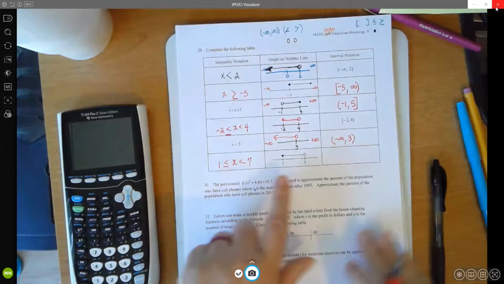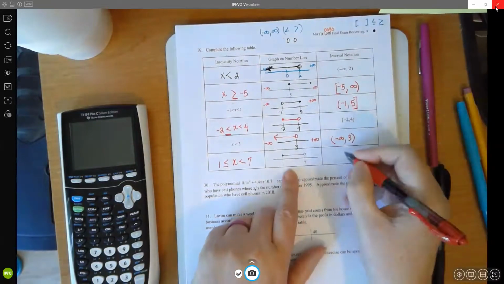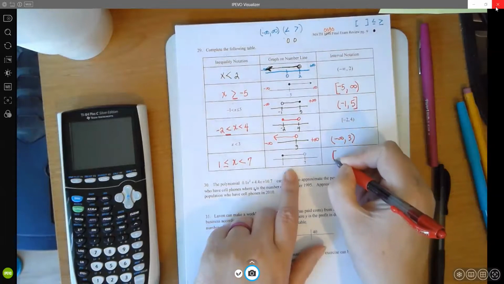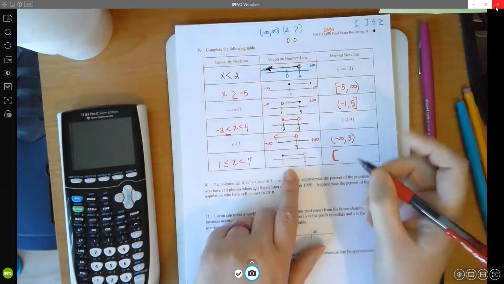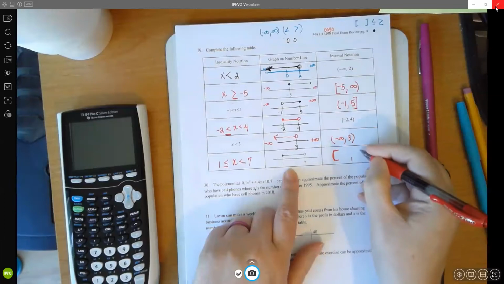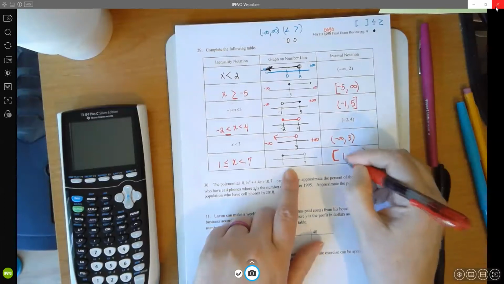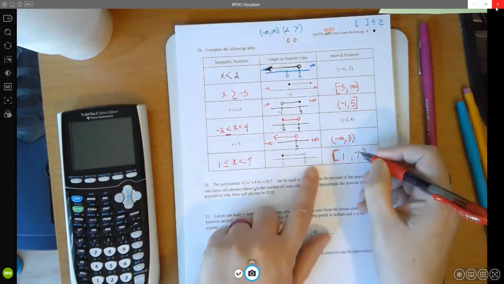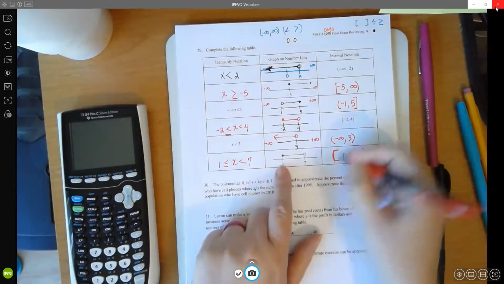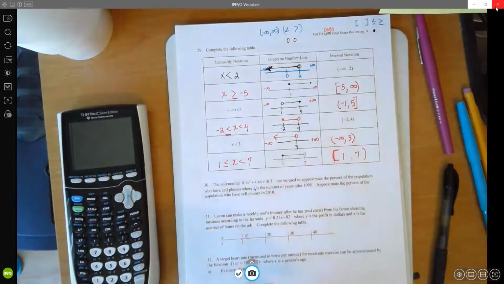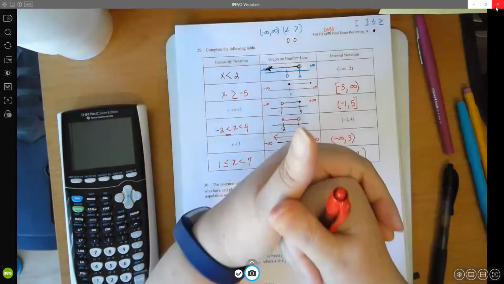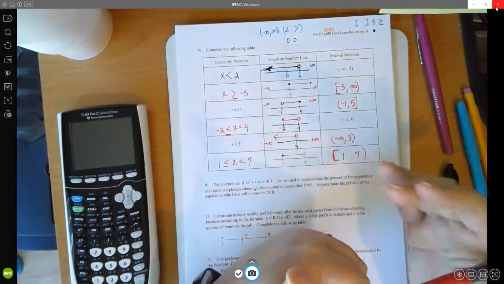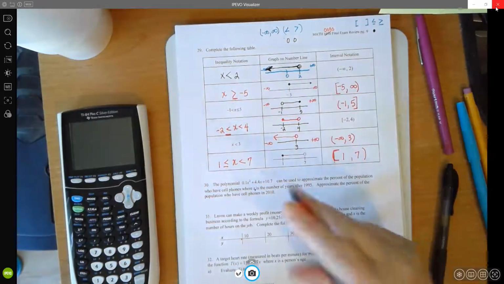Then that leaves us for our interval notation. Had a brain fade there, sorry. And then we go from 1 to 7. The 1 gets the bracket and the 7 gets the parentheses because the 1 has the dot. It's the included point, and the 7 gets the up to but not touching point, so it gets the parentheses.